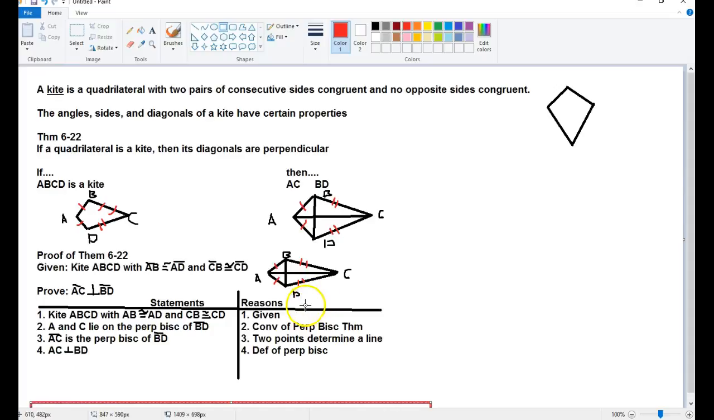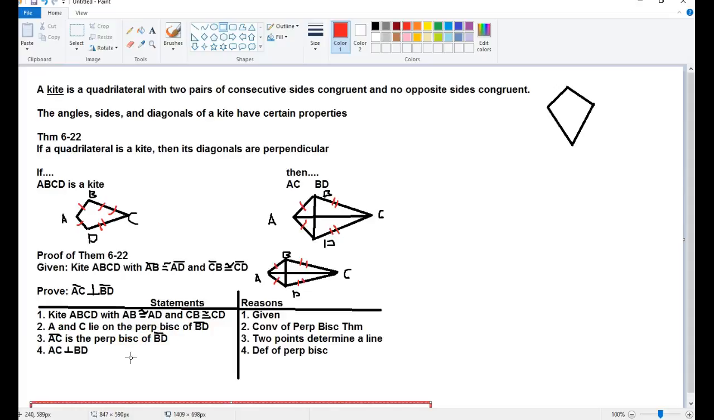So just going back through this, since AD and AB are congruent, remember that B and D are equidistant from A. That means we're going to have a line going through A that is perpendicular to the line BD. Now the line that goes through A will go all the way to C. This step says the converse of the perpendicular bisector theorem: since these two are congruent, we have a line that goes through A and is perpendicular to BD because of these equidistant points. Then, since there's only one line that connects A to C, AC has to be the perpendicular bisector of BD.